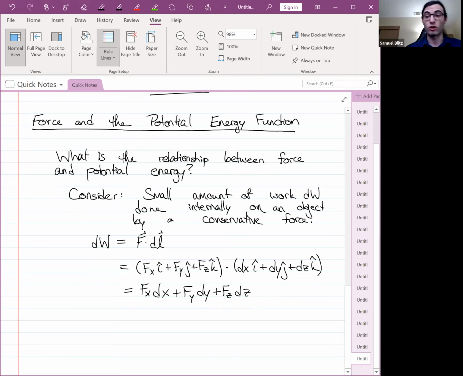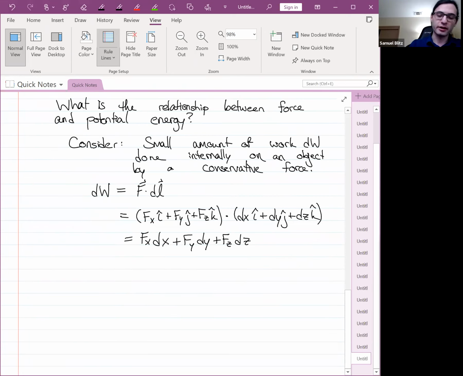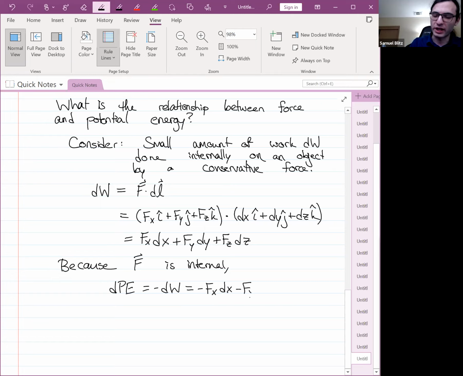So because F is internal, like we've already assumed, we can write that a small change in potential energy, dPE, by definition, is the negative of the small amount of work done. And so this would be equal to negative F sub x dx minus F sub y dy minus F sub z dz. I just multiplied this whole thing through by a negative sign.